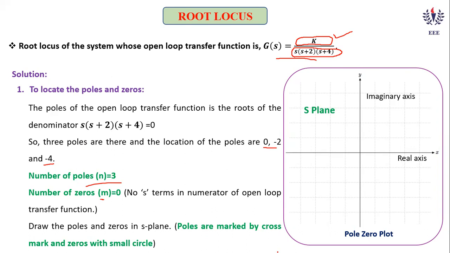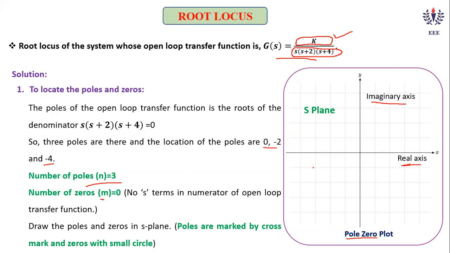S-plane is nothing but a pole zero plot, which you are drawing between the real axis and imaginary axis. The x-axis will be the real axis and the y-axis the imaginary axis. So we are representing the poles and zeros in a pole zero plot. That only we call it an S-plane. Now we need to draw the poles and zeros.